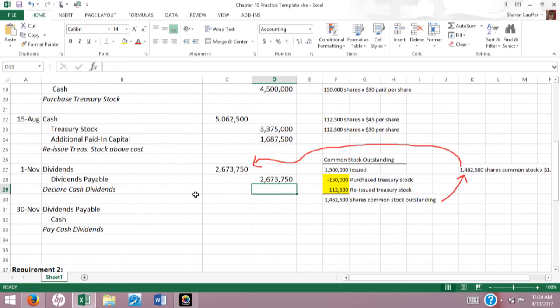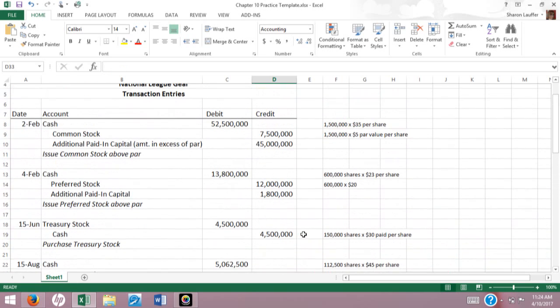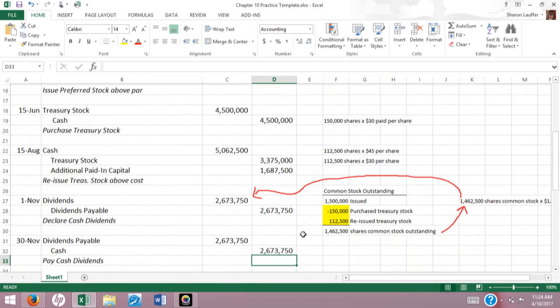And then the next entry, the easiest one we're going to do today, is that we're going to pay those dividends. So we have this amount as a liability in our dividends payable. So we're going to take that amount out of that liability account. So $2,673,750 out of that payable account. And it's going to cost us that much in cash. So we're going to credit cash to show that payment out of our cash account. So that finishes up all of our transactions.